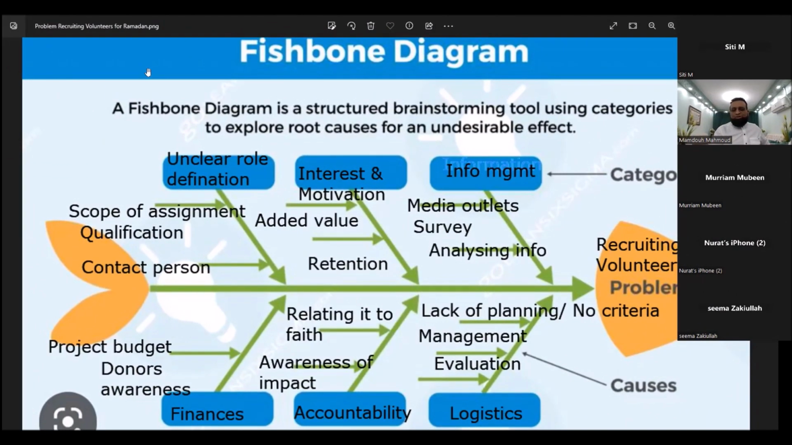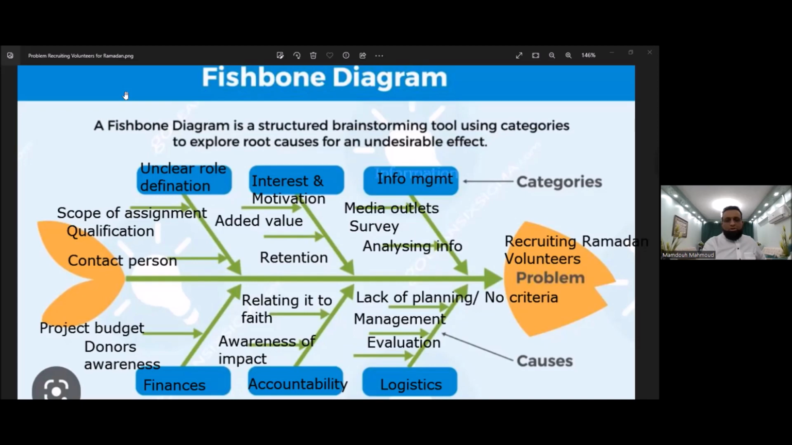So the next step to this fishbone is to analyze it. Let me show you something. I don't know if I can share the screen. Here you go. Okay, go ahead and change my host setting so I can share my screen. Yes, it should work.